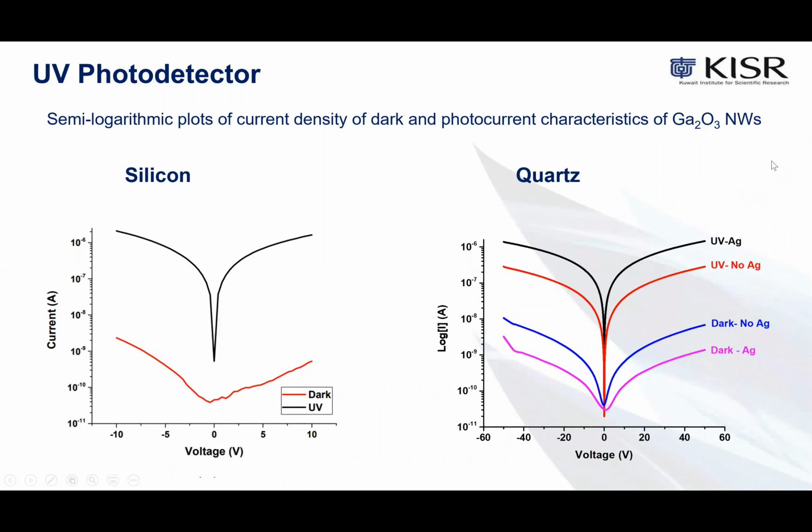Here we have two semi-logarithmic plots of the dark current and photocurrent of a gallium oxide nanowire for a silicon and for a quartz substrate. Definitely we can see that there is a high improvement with the silicon compared to the quartz, because silicon has a band gap of about 1.1 eV compared to the quartz, which is a little wider. And that's why the photocurrent in silicon can be very measurable.